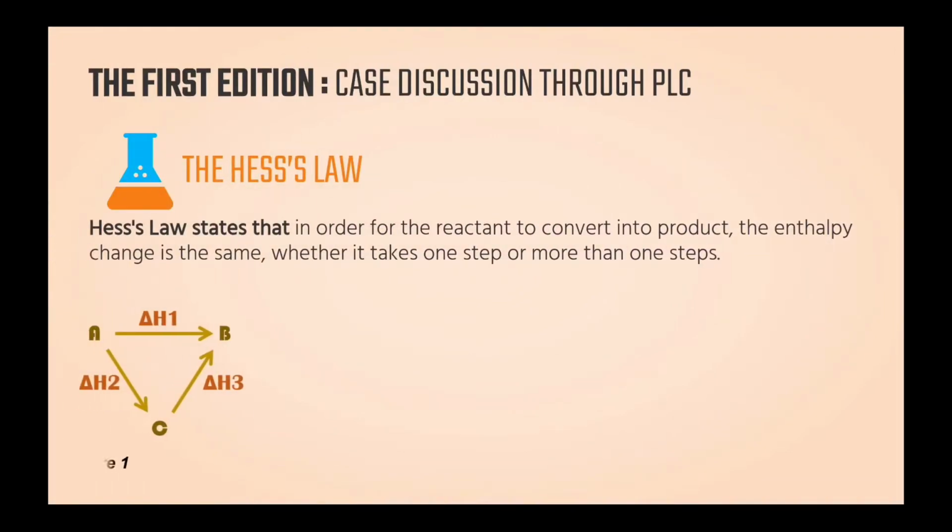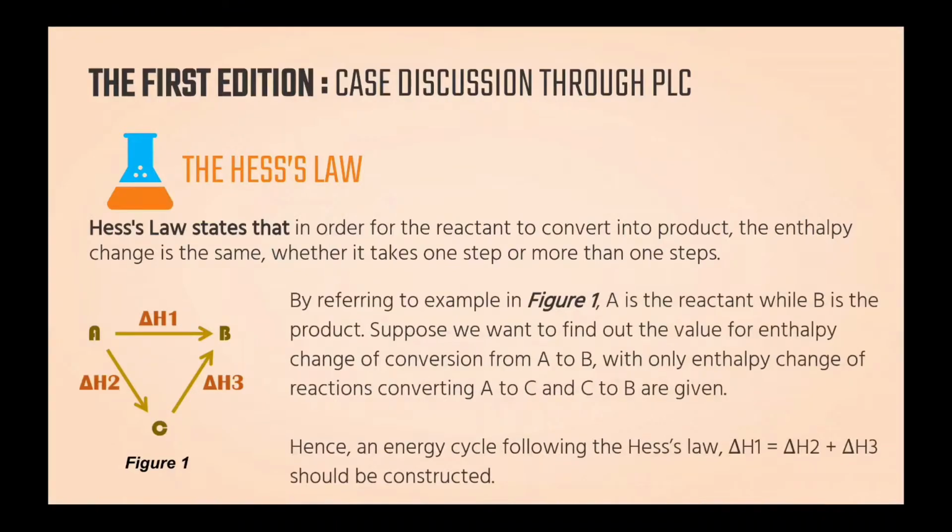Hess's law. Hess's law states that in order for the reactant to convert into a product, the enthalpy change is the same whether it takes 1 step or more than 1 step. And this is described in Figure 1 as shown here. By referring to this example, A is the reactant whilst B is the product. Suppose we want to find out the value of enthalpy, which is delta H1, from A to B. This can be calculated via an alternative pathway from A to C, then C to B, whereby the enthalpies delta H2 and delta H3 are summed up together. This is the problem where students were struggling on how to construct this cycle.